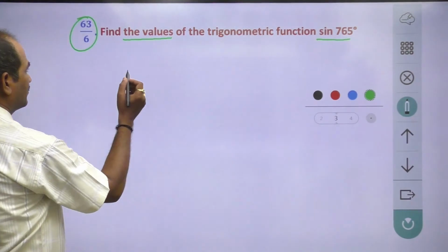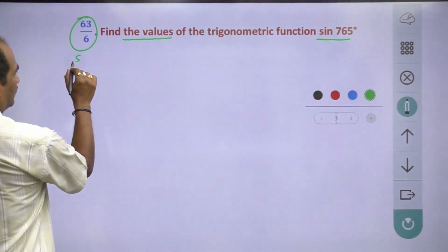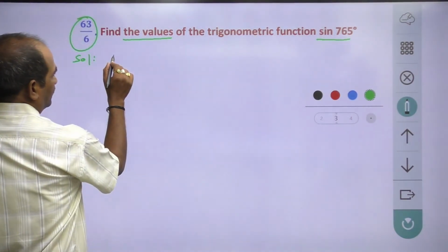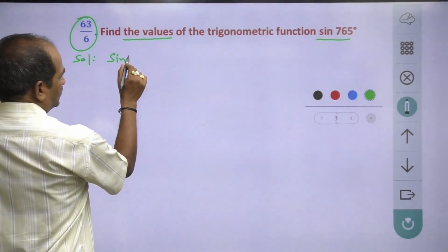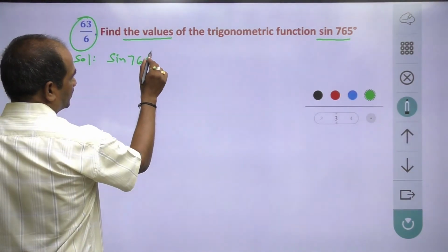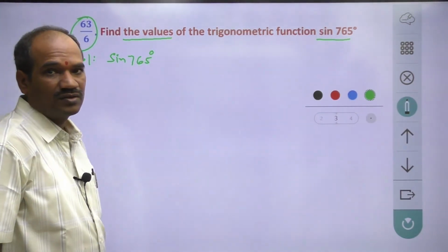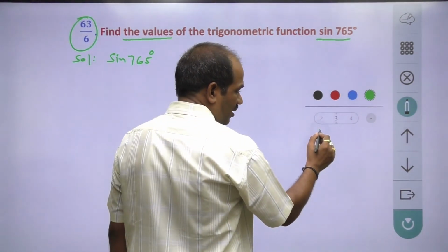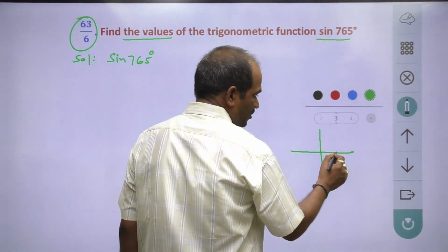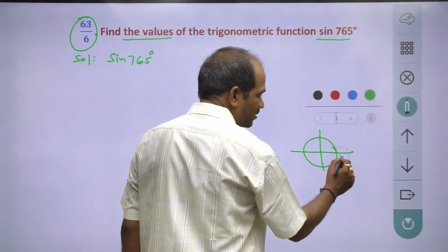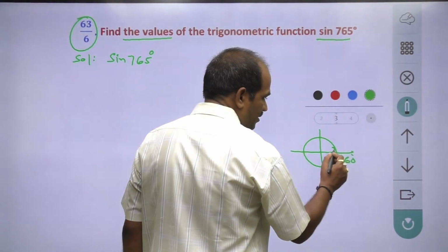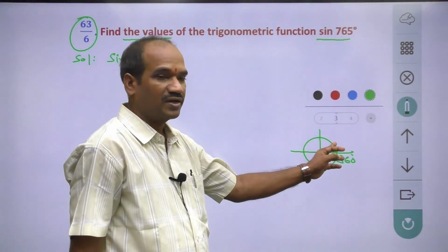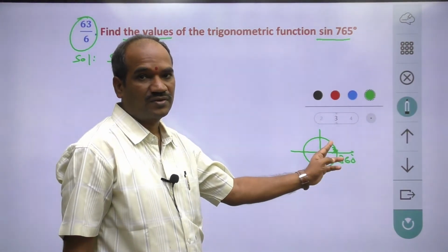First, in this solution, sine of 765 degrees. One complete revolution is 360 degrees. After 360, the first quadrant comes again.